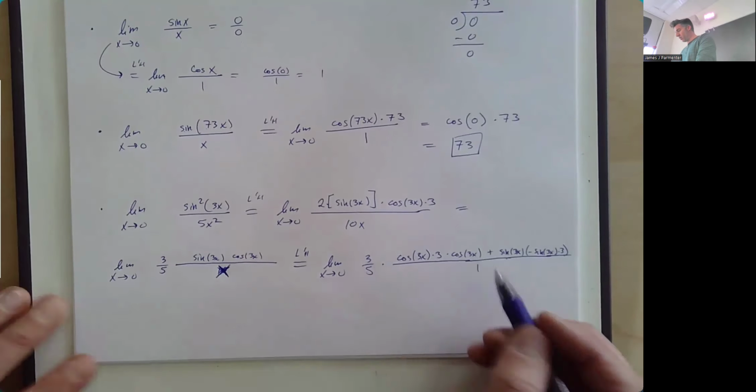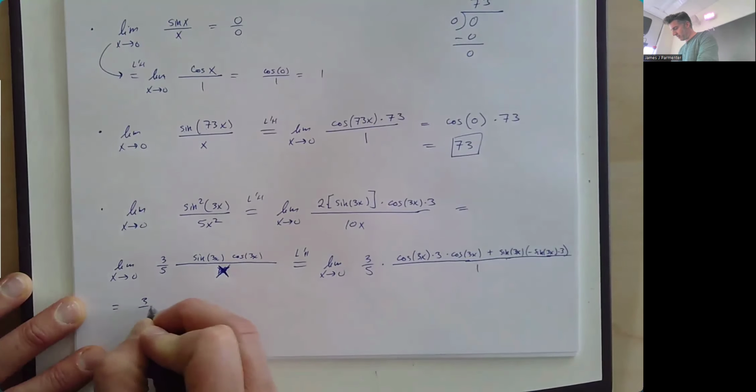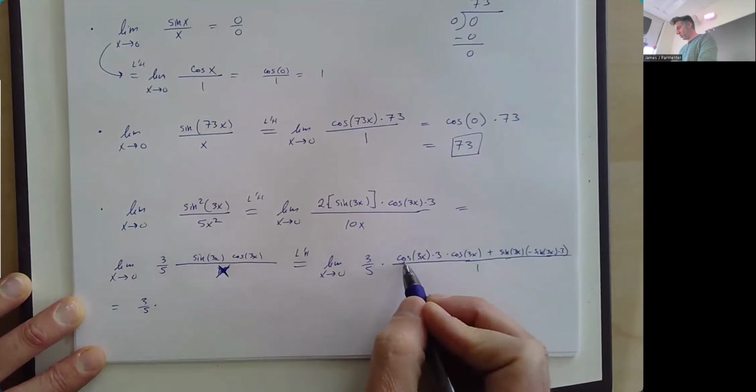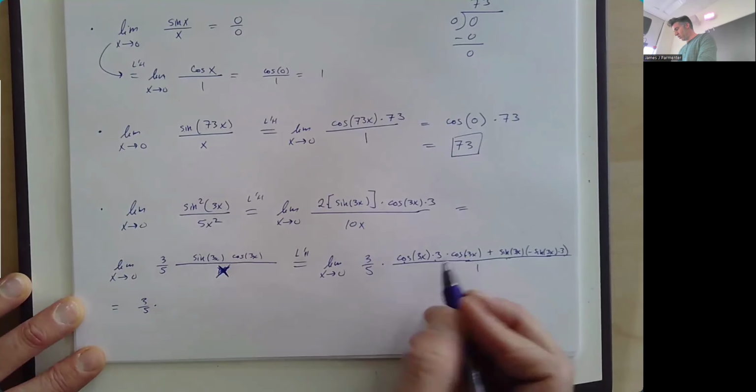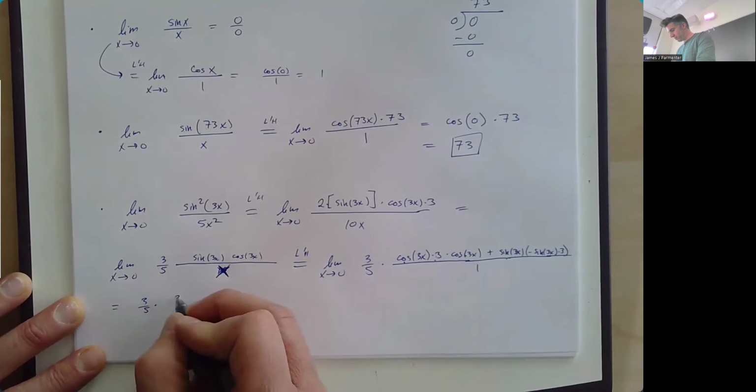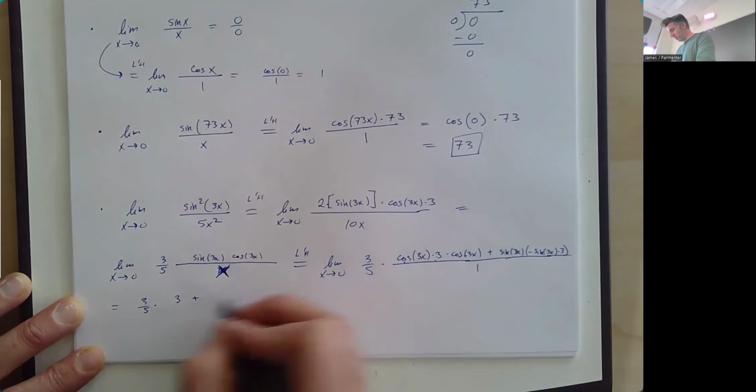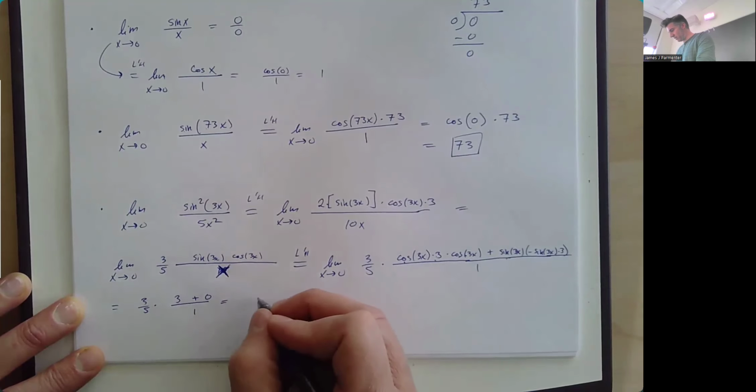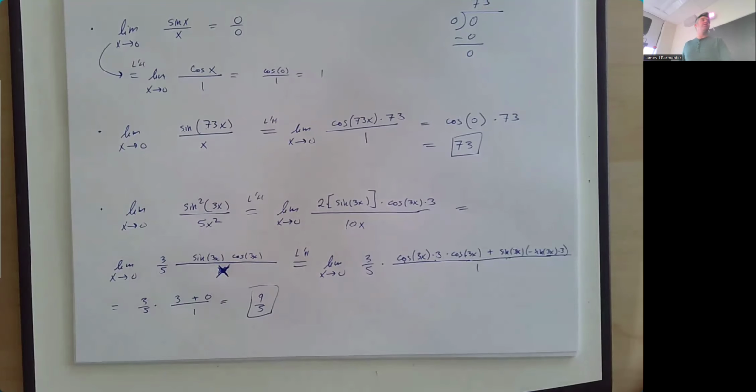And then if you plug in 0, you end up getting 3/5 times cosine of 0 times 3 times cosine of 0 is 1 times 3 times 1. Sine of 0 is 0 over 1. So you end up getting 3/5 times 3, which is 9/5. And that's fine, and that's not too terrible.